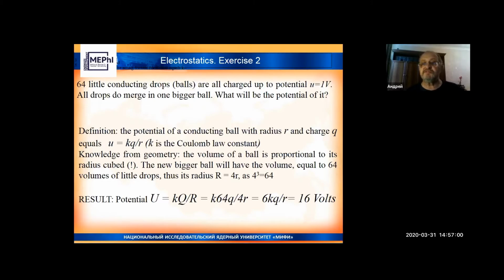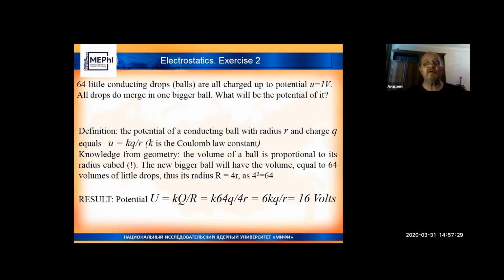So now we should also apply some knowledge from geometry and some common sense. After I merge all the drops together into one big ball, this big ball will have a volume equal, and it's simply pure common sense, to the sum of the volumes of all little balls. So the volume will be 64 times higher than the volume of each little drop.